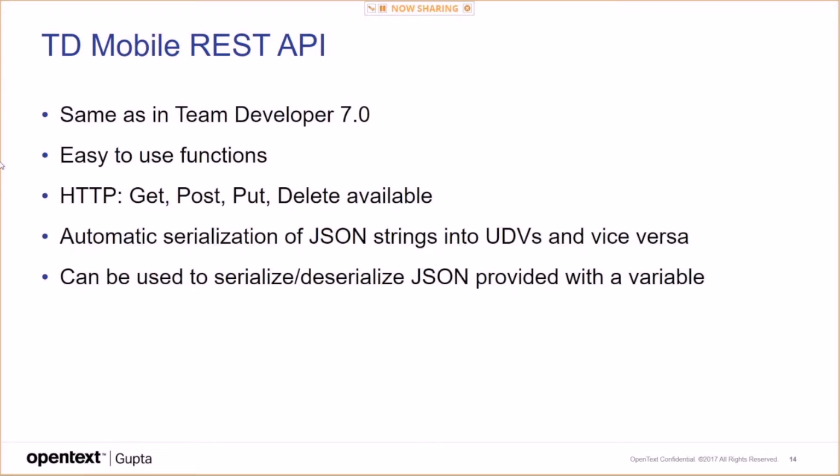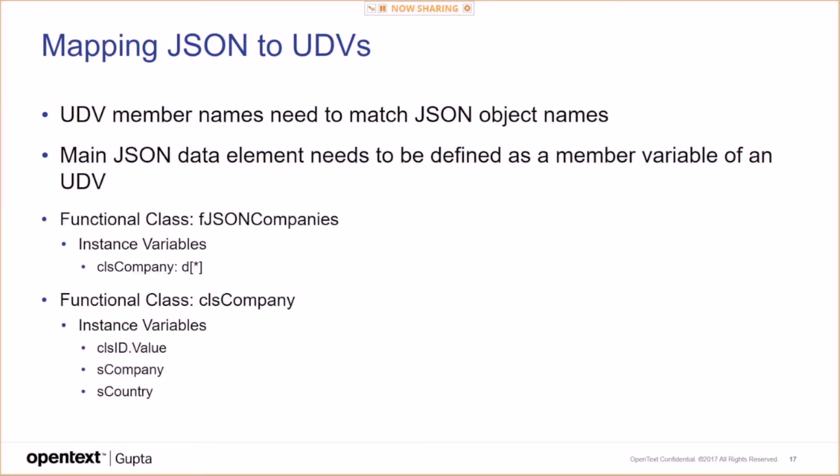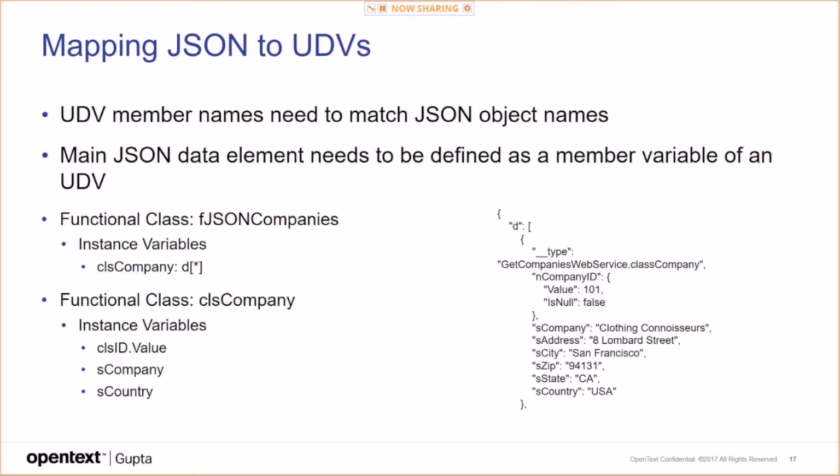So you have automatic serialization of JSON strings into UDVs and vice versa, so you don't need to code that yourself, which could be a pretty tedious task. And it can also be used to deserialize JSON provided with a variable. Just a side note. So mapping JSON to UDVs. There are a few things that you need to be careful with. UDV member names need to match JSON object names.